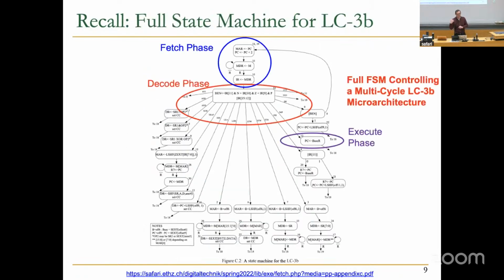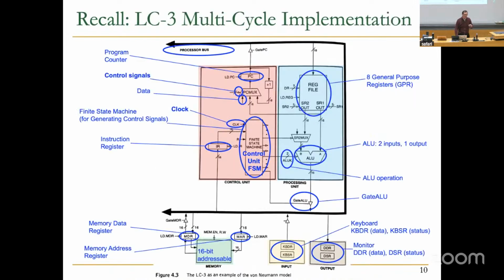And this was the full state machine for LC3B that we partially covered, but we're going to build a new one, not for LC3, for MIPS. And this is the LC3 multi-cycle implementation. If you read Appendix C, you will see a lot of this.